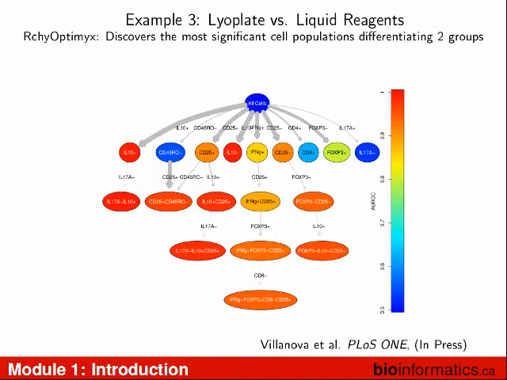Another example, this is now in PLOS ONE. The question here is we're going to do lyoplate analysis. So you can take your reagents, dry them down into 96-well plates. The reason you're doing this is if you want to do large studies. If you're doing a large clinical study across 9 different centers, you want to get rid of noise as much as you can. And one way you can get rid of noise is by everyone using the same reagents. One way to do that is by giving people lyophilized plates.